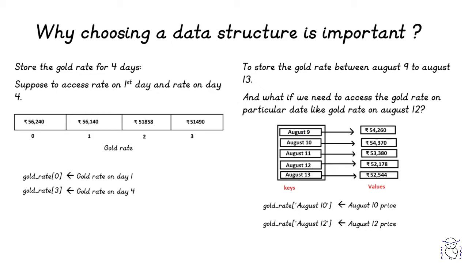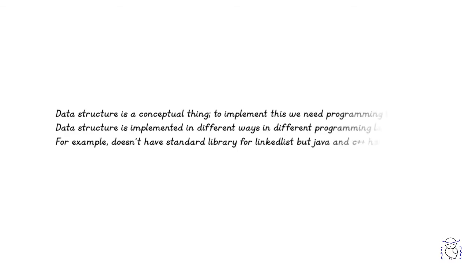These examples show us how important it is to choose our data structure for different problems so that our ultimate goal, that is to achieve efficiency, is satisfied. Data structure is a conceptual thing. To implement this, we need a programming language. Data structures are implemented in different ways in different programming languages. For example, in Python, we do not have a standard library for linked list, but Java and C++ have them.